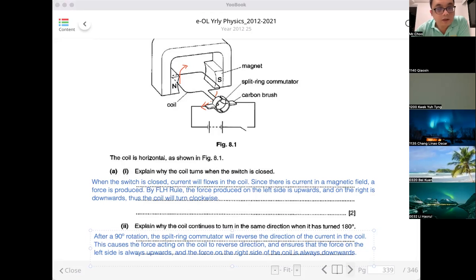Okay, Yuting, well done. Sorry, can you all also check for me? Left side is upwards, right side is downwards. So my answer is actually incorrect for both. Left side should be upwards, so therefore it will turn clockwise.